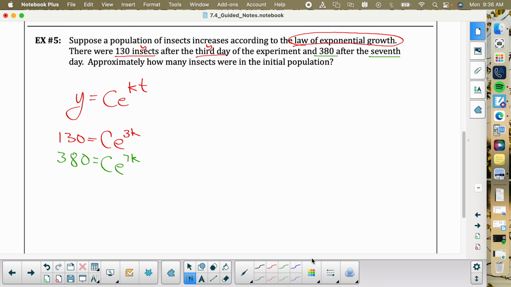Instead of having them both have the same initial day, you have the day 3, the 130, as the initial population for the day 7, and then just subtract 3 days from the time. That is a good idea. That would probably work. That is definitely not how it was intended, but that would probably work.